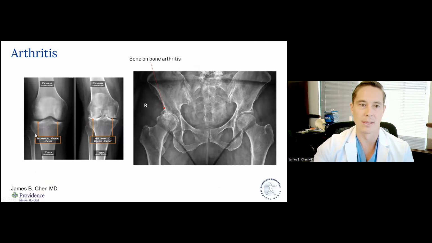So in the knee, this is what a normal knee x-ray looks like. If you were to stand on it, again, you can see a nice cushion right here. So this space in between tells me you have good cartilage left, as opposed to right here where you don't have that space anymore. You start to get bone on bone rubbing.